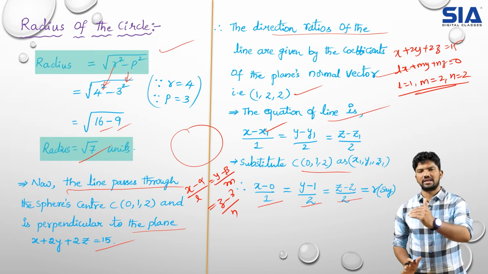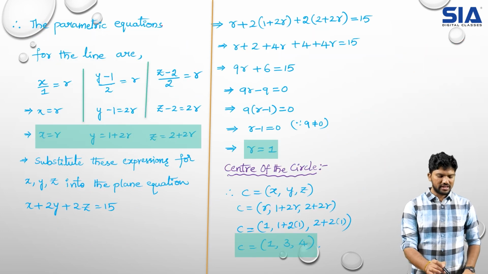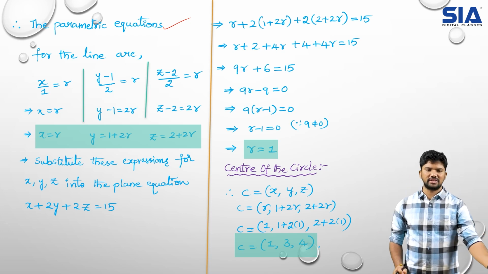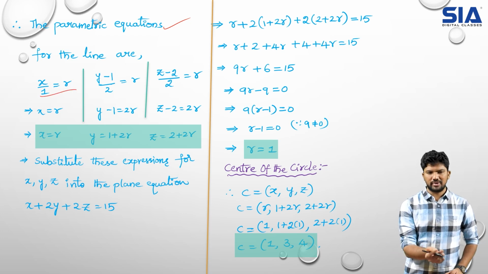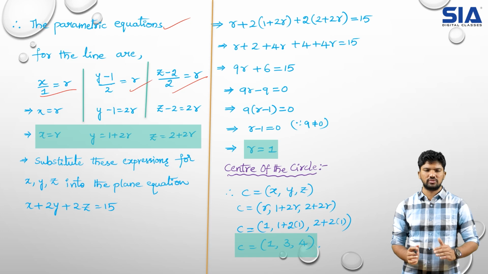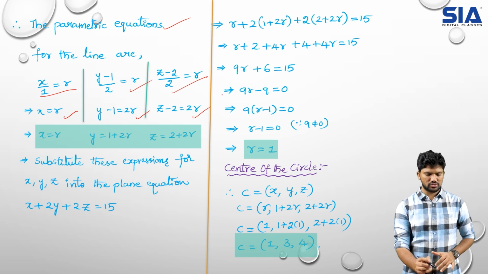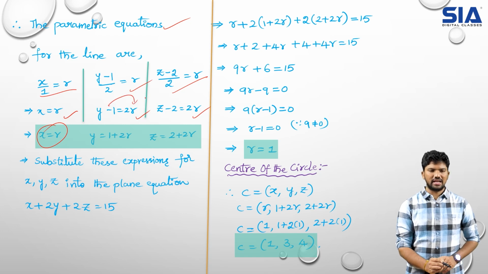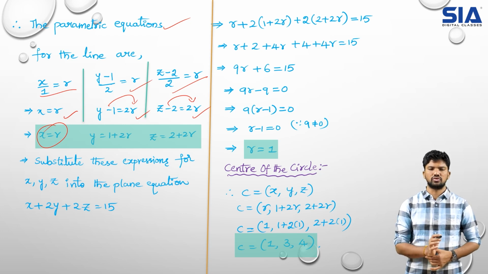That total value we take as one constant, that is small r. Okay, say that value as small r. So now the parametric equations. Parametric equations means from the previous equation only, if you equate all the values to small r, then x minus 0 by 1 means x by 1 is equal to small r, y minus 1 by 2 is equal to small r, z minus 2 by 2 is equal to small r. x is equal to r, y minus 1 is equal to 2r, z minus 2 is equal to 2r. So x is equal to r, and sending this minus value to LHS, y is equal to 1 plus 2r, sending this minus 2 value to RHS, z is equal to 2 plus 2r.